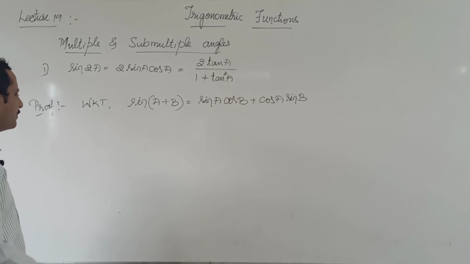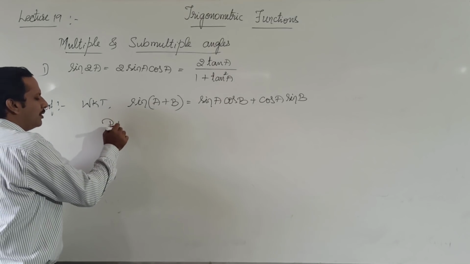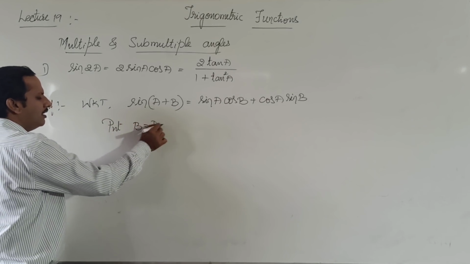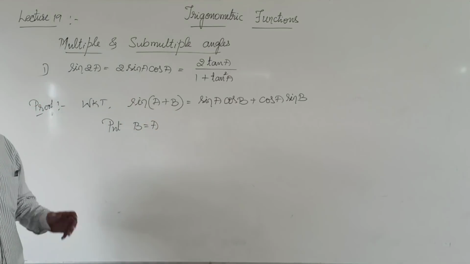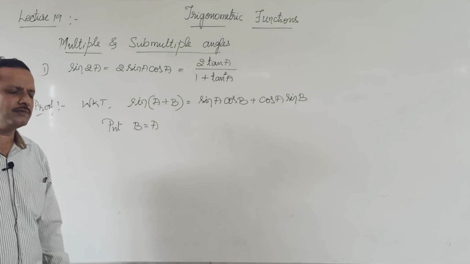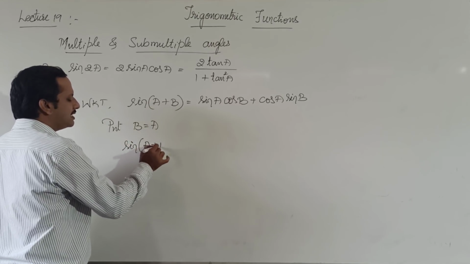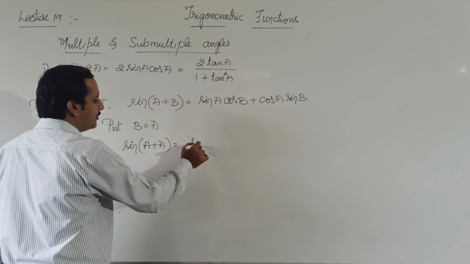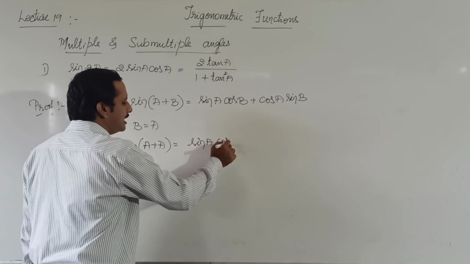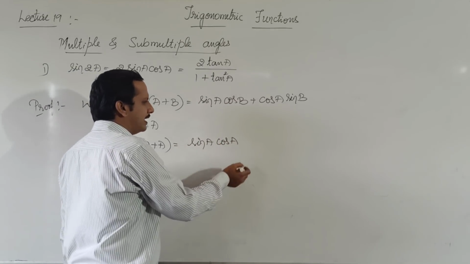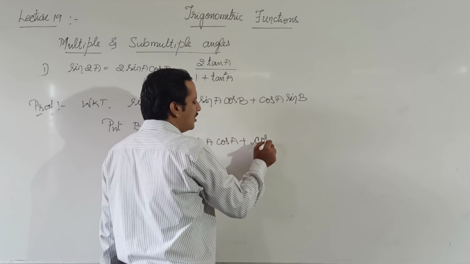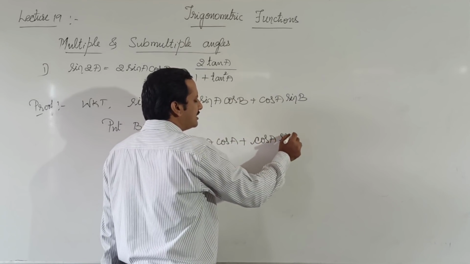In this, I'll put B is equal to A. Replace B by A. Wherever there is B, you substitute A. So what do you get then? Sin A plus A, that's equal to sin A cos A, in place of B I am substituting A, plus cos A sin A.